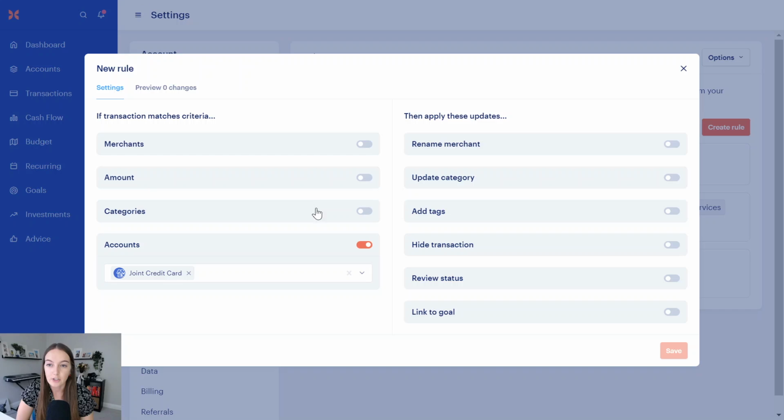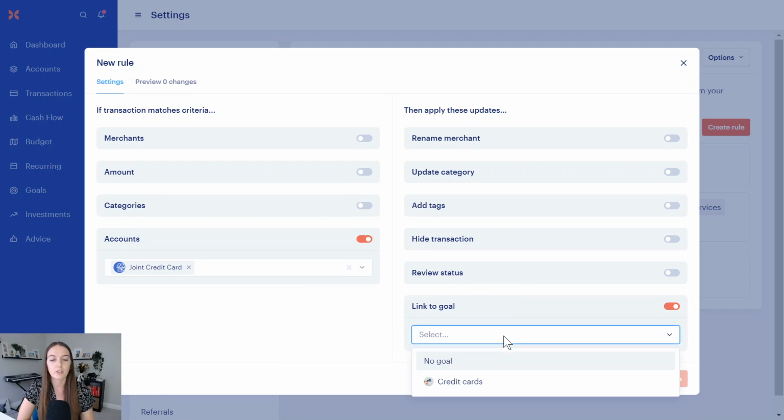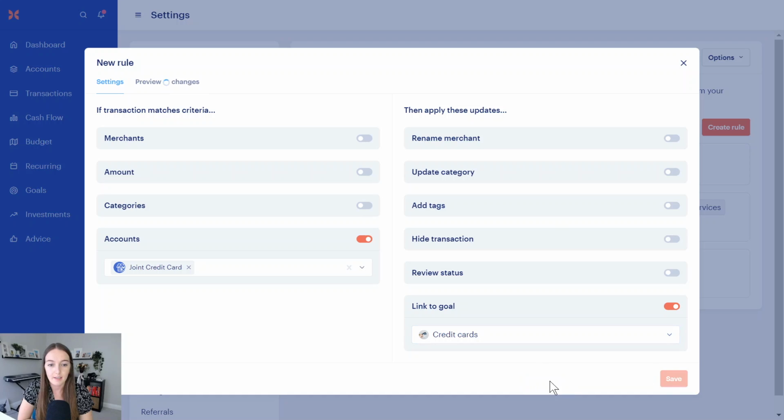Then if there's any transaction created from the credit card account, I'm going to link it to my goal, because if you're spending on that card, you're going against your goal. If you are adding payments to your card, it's going for your goal, and you want to see all progress towards your goal.